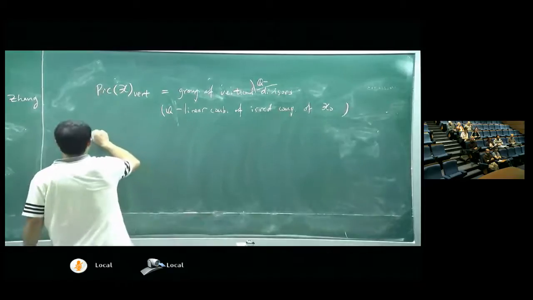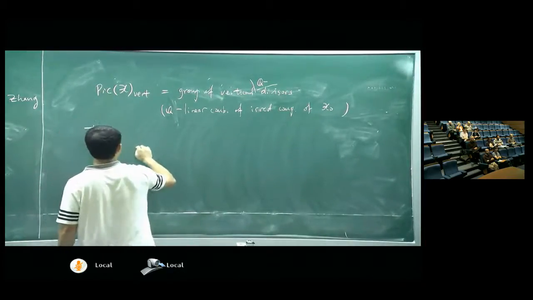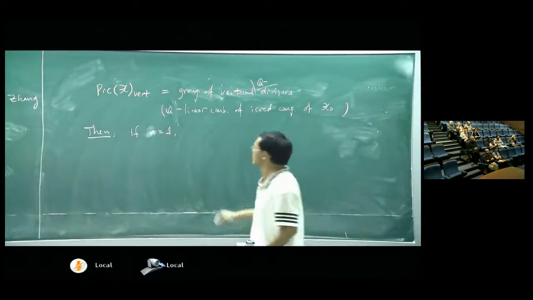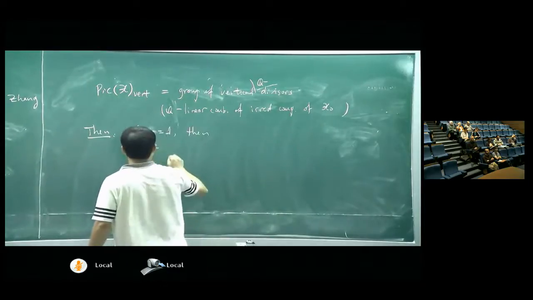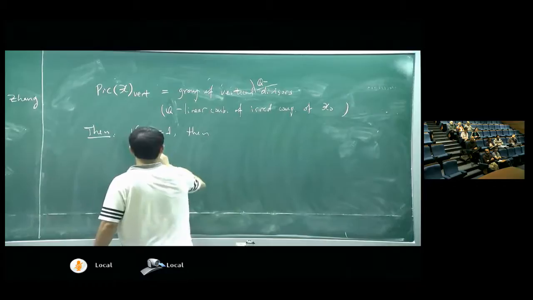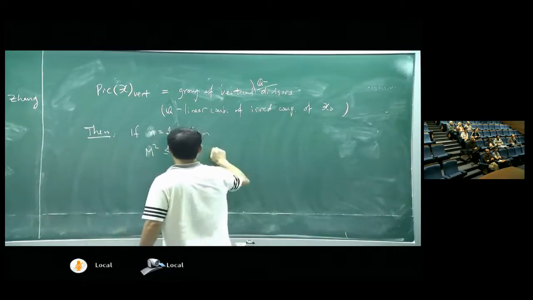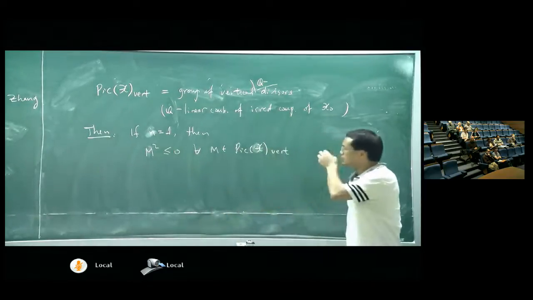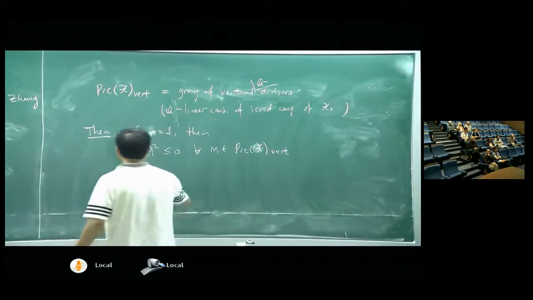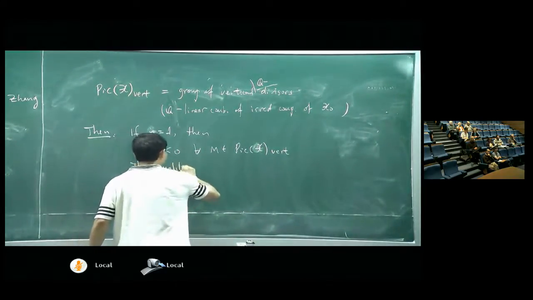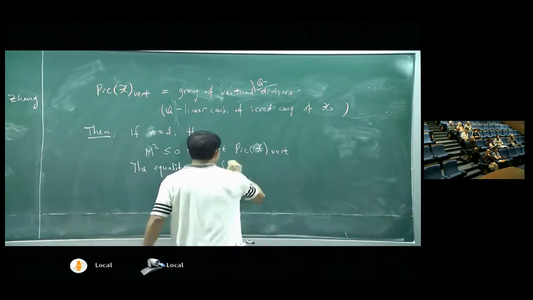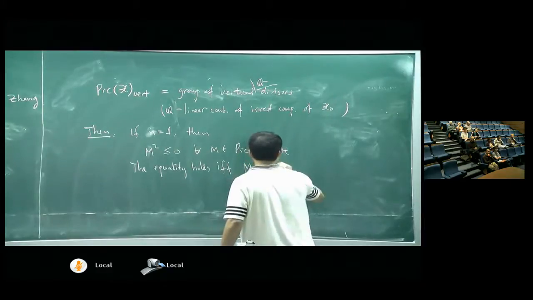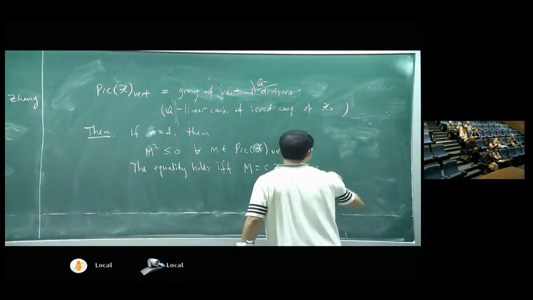But then the Hodge index theorem says the following, or maybe we first consider the case where dimension X, if n equals 1, meaning that the dimension of X is 2, then M squared is less than or equal to 0 for any M in this space. So this is the index theorem. And it says the equality holds if and only if this M is principal, in that it is a multiple of X0, for some c in Q.